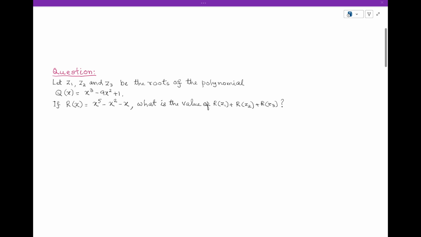Let g1, g2 and g3 be the roots of the polynomial Q(x) is equal to x raised to the power of 3 minus 9x squared plus 1. If R(x) is equal to x to the power of 5 minus x squared minus x, then what is the value of R(g1) plus R(g2) plus R(g3)?